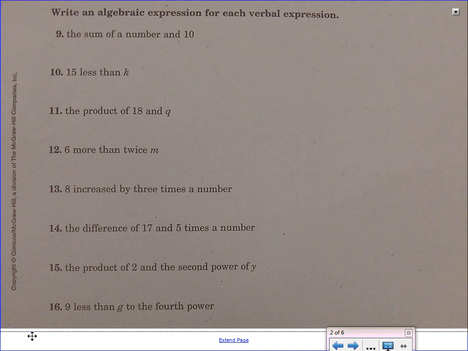So the first one, number 9, says the sum of a number and 10. And anytime it says a number, I'm going to write n. It could be any variable you want, any letter, but since number starts with n, I'm going to write an n. So the sum means addition of a number and 10. So we just say a number, n, plus 10.